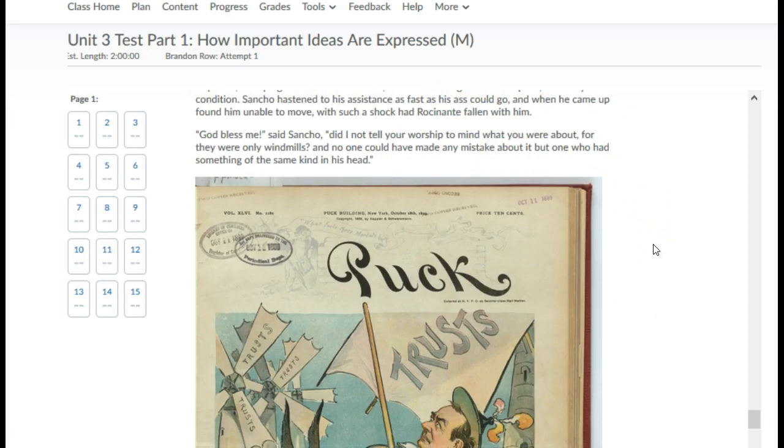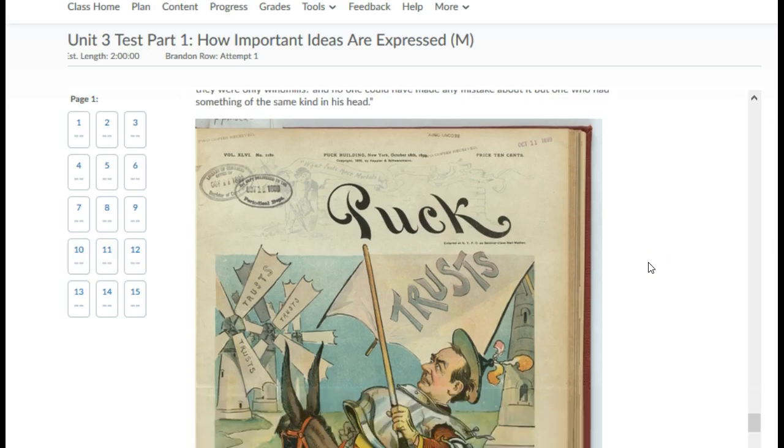"God bless me," said Sancho, "did I not tell your worship to mind what you were about? For they were only windmills, and no one could have made any mistake about it but one who had something of the same kind in his head."